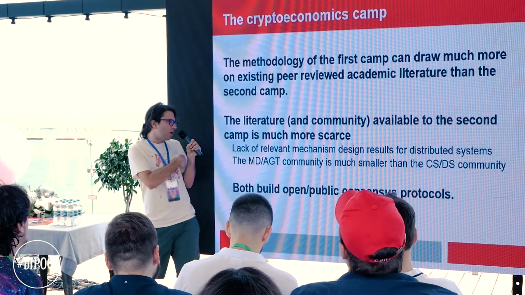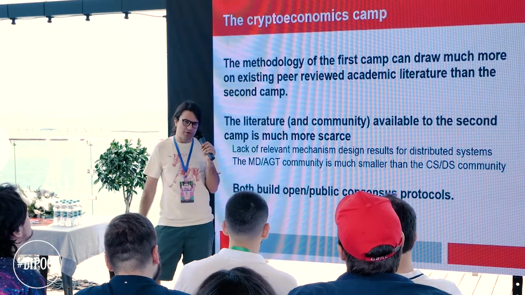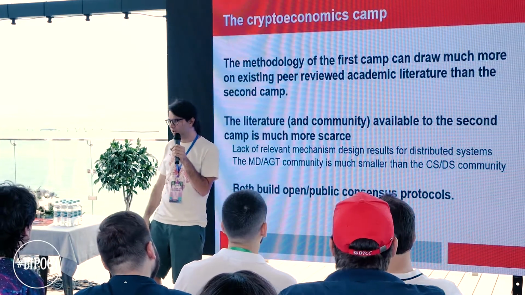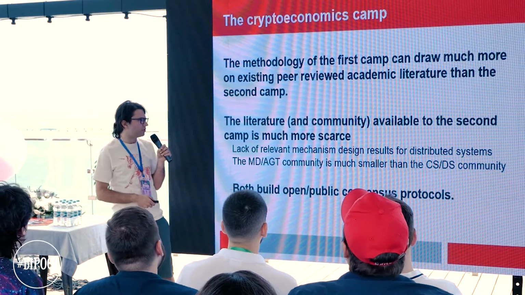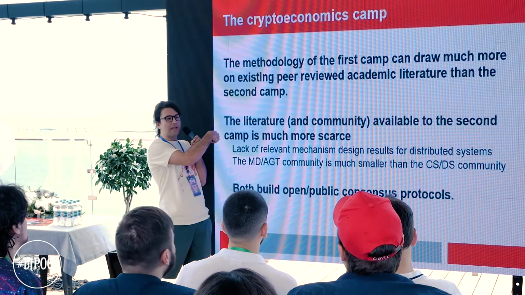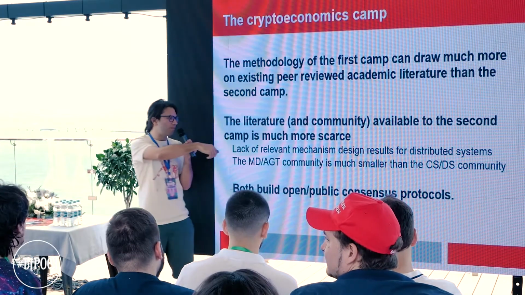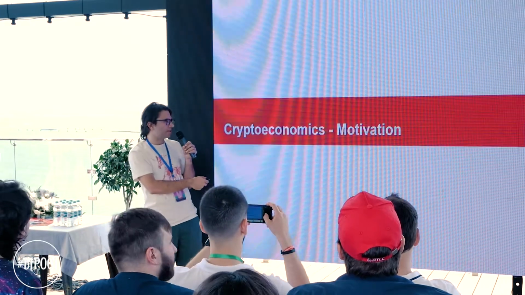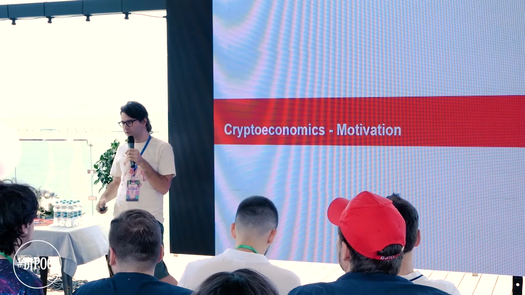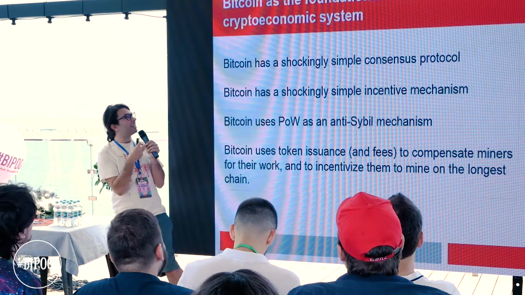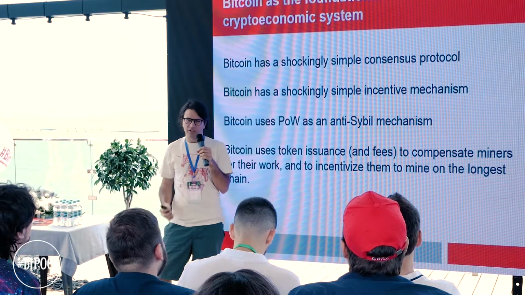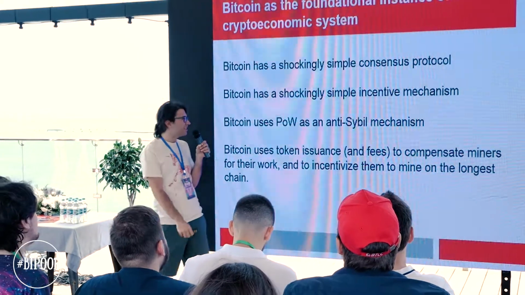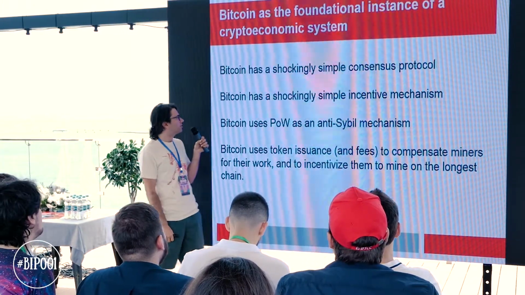There's also a much bigger community of people doing computer science and distributed systems than there are people doing algorithmic game theory and mechanism design, orders of magnitude bigger. And so just because of that, it's harder to get people from outside the cryptocurrency space into this camp. But thankfully Bitcoin started us up here and gave us some hints that this is a thing. And that ties into this motivation section, where I'm going to say that Bitcoin is the foundational example of cryptoeconomics. It's the thing that made us pay attention to this field, this idea that we can use incentives to secure distributed systems.